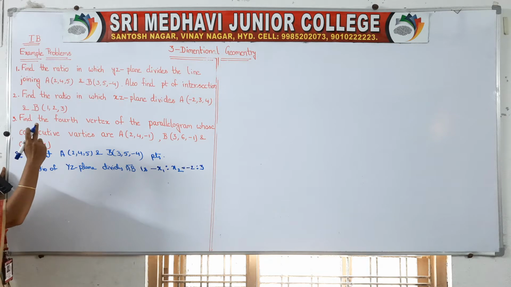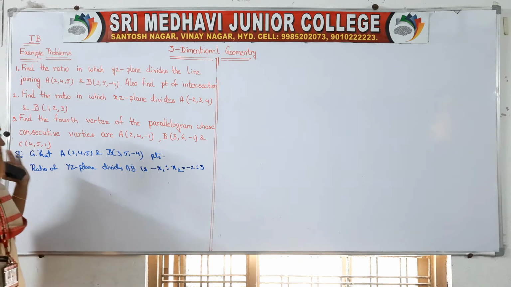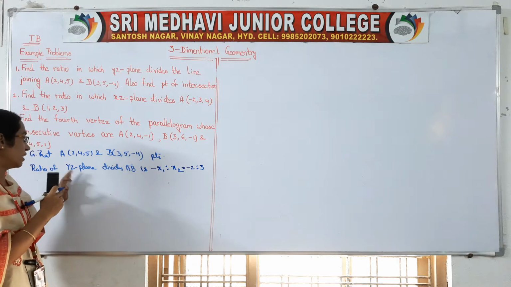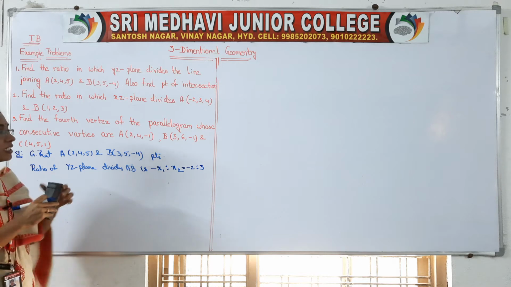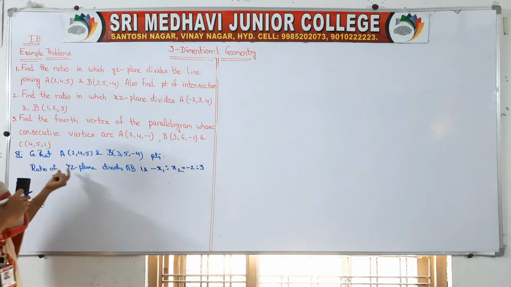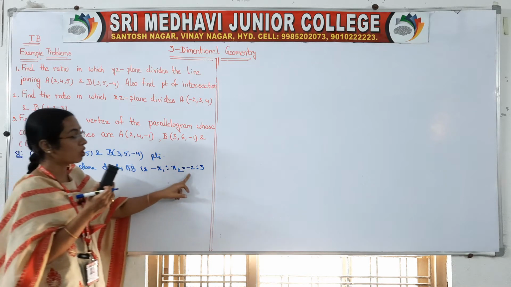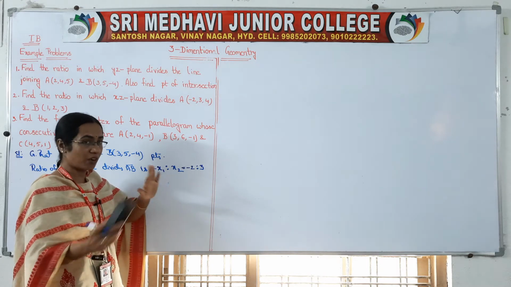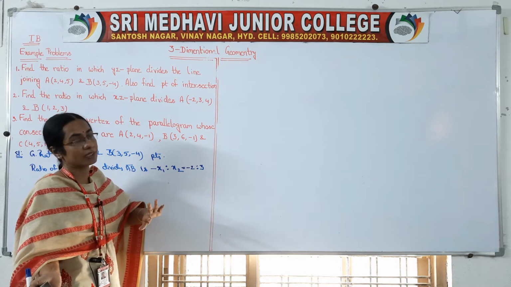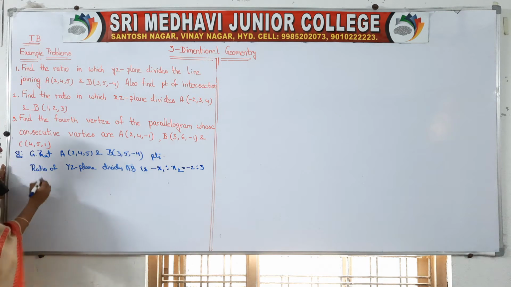So, next question is find the point of intersection also. That means at which point this YZ plane divides AB, right? That point of intersection we have to find. This YZ plane divides AB, right? At what ratio? Minus 2 is to 3. That means at one point it will divide it into two parts. So, that point of intersection they are asking.